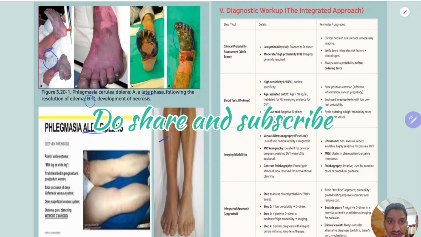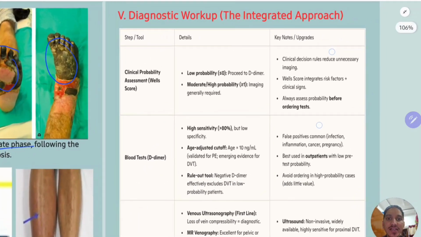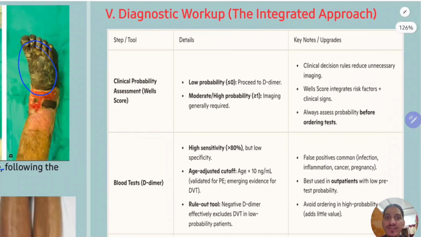So, till now we have discussed the clinical manifestations of deep venous thrombosis. We will continue on forwards. So, the next thing is the diagnostic workup.